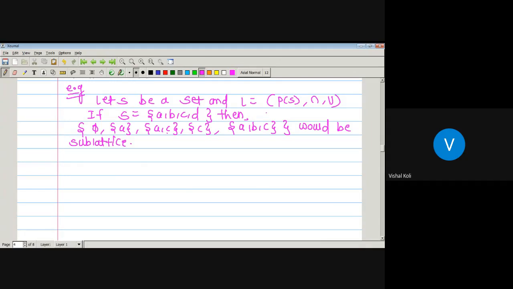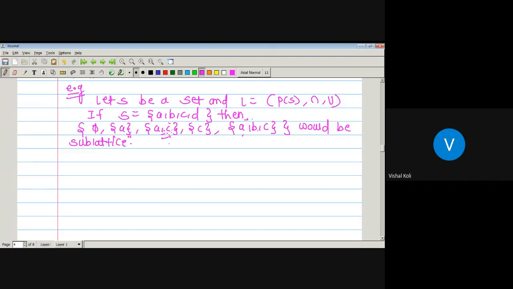For example, if you take AC and ABC, then its union will be ABC, which is again in the same set, and if you take its intersection, then its intersection will be AC, which belongs to the same set. Similarly, for A intersection AC we get A, which belongs to the set, and A union AC is nothing but AC, which is again in the same set. This is true for all two elements belonging to that set. So the intersection of any two elements and the union of any two elements in that set belong to that set itself, therefore it holds the definition of sublattice and hence it is a sublattice.